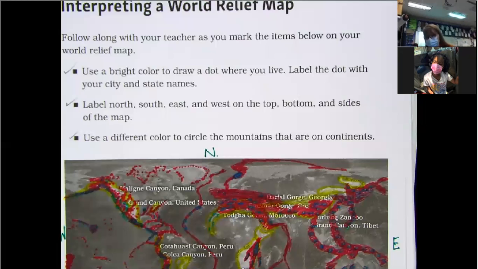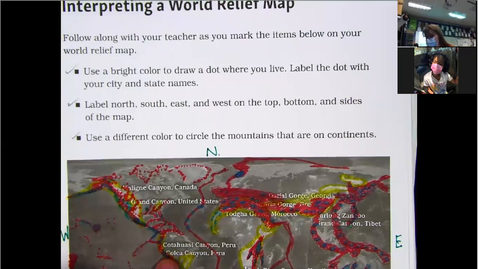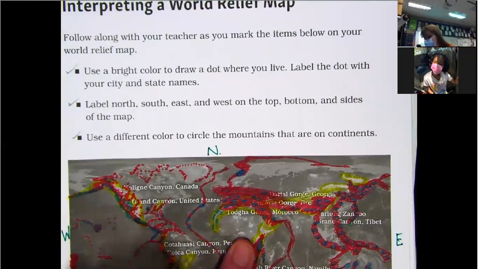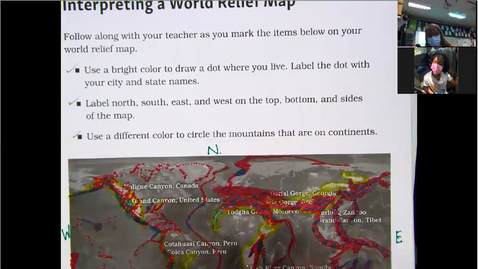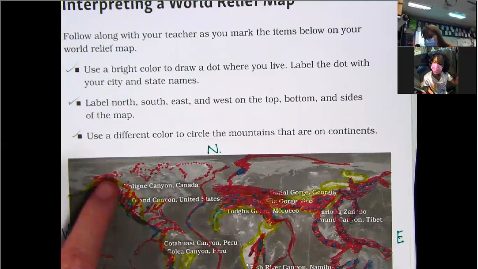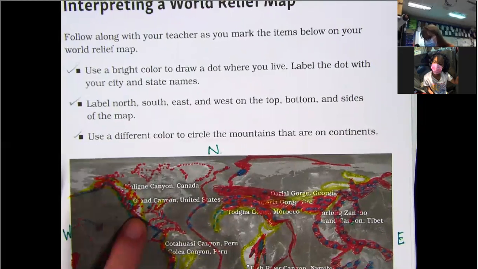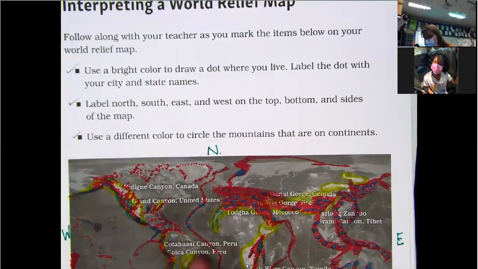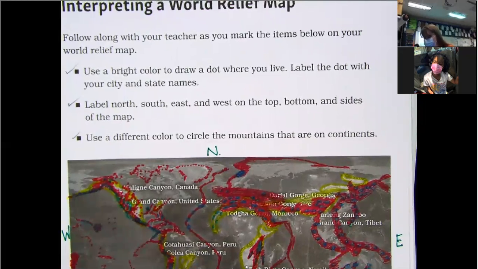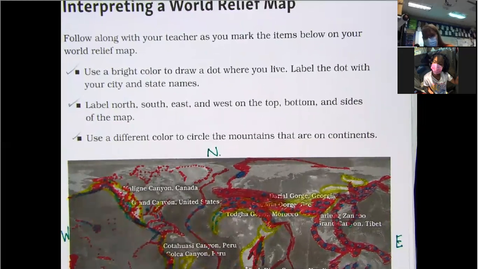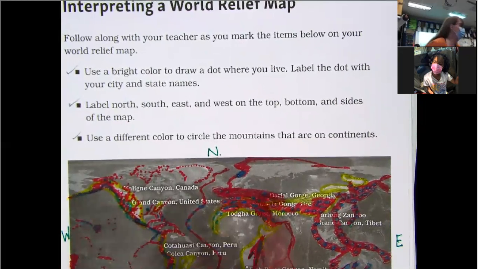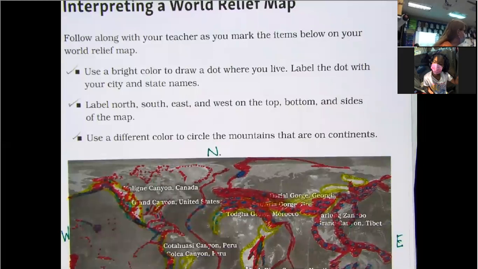Continents. North America is a continent. South America is a continent. Africa is a continent. Europe is a continent. Asia is a continent. Australia is a continent. And Antarctica is a continent. So on the east coast of North America, the east and west coast of South America, the east and west coast of Africa, the southern coast, they're on the edges of continents. That's exactly right. The mountains are on the edges of continents.